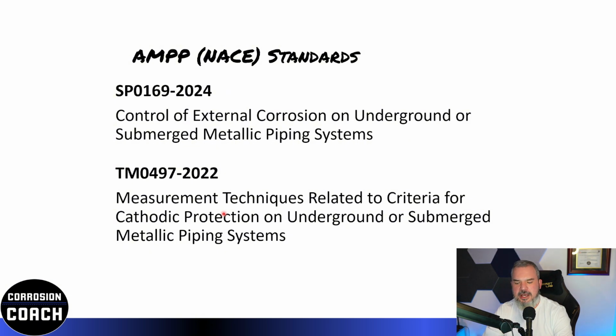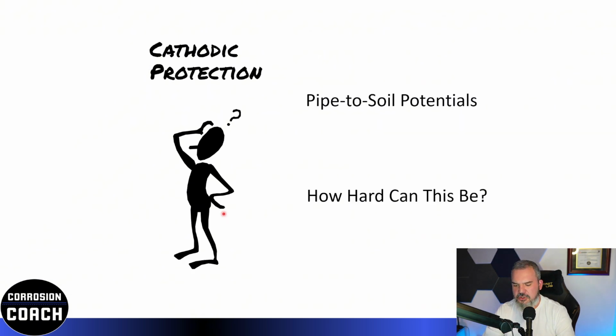So let's talk about that pipe to soil potential a little bit more. Surely it can't be that hard, right? It sounds pretty easy. I got a meter, I got a reference cell, I'm attaching to the pipe, taking a pipe to soil, and I'm going to get a certain measurement. And I'm going to see if I'm achieving CP or not.